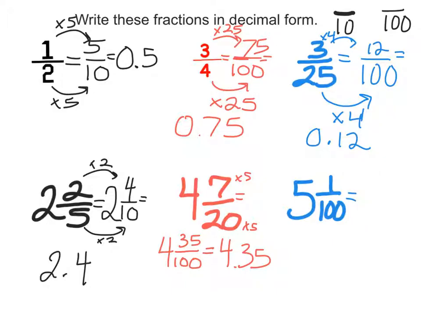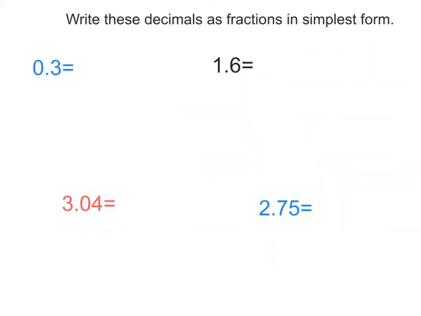All right, now on to our last one. We're in luck. There's already a denominator of 100. 5 and 1/100. Be careful that you write the 1 in the correct place and that it's not 5/10, but it's 100th. All right, now we're going to write these decimals as fractions, and the most important part is that we write them in simplest form.